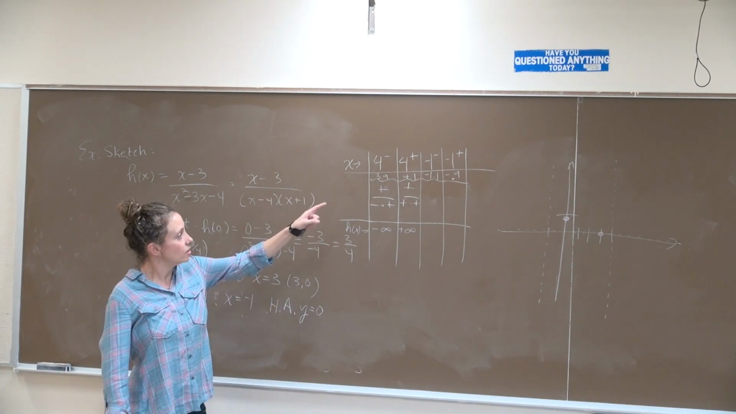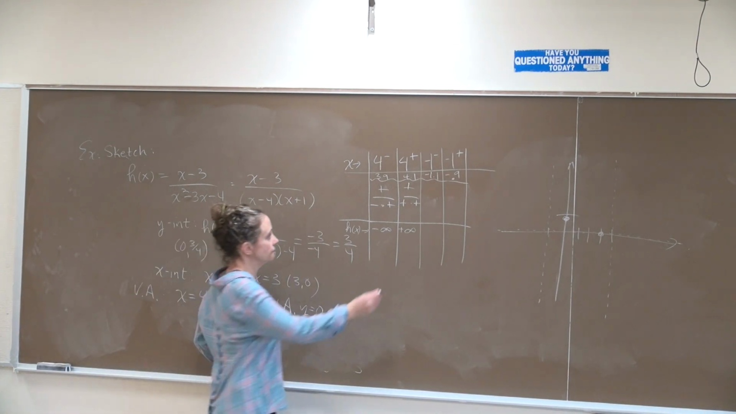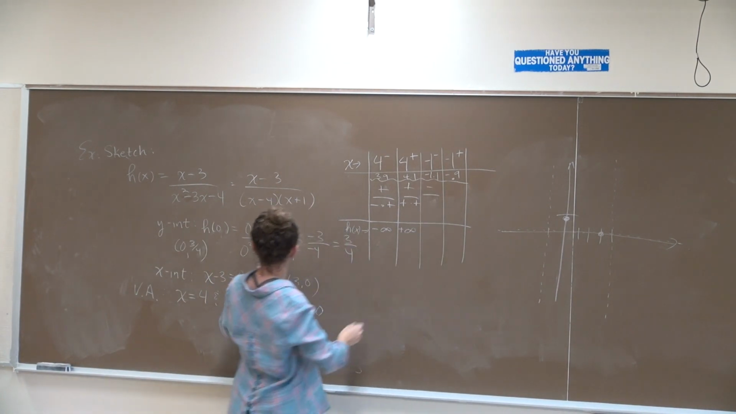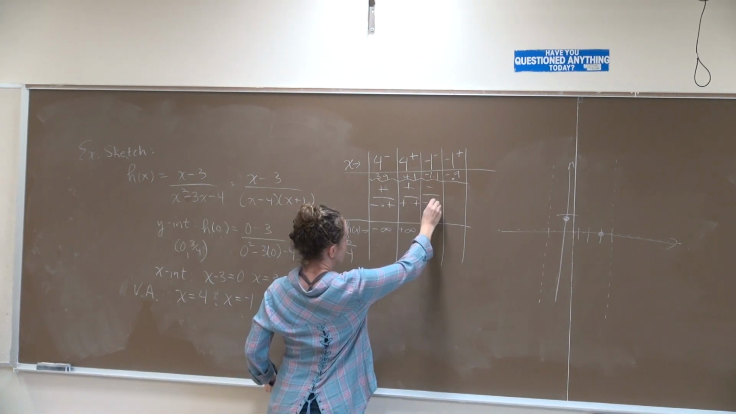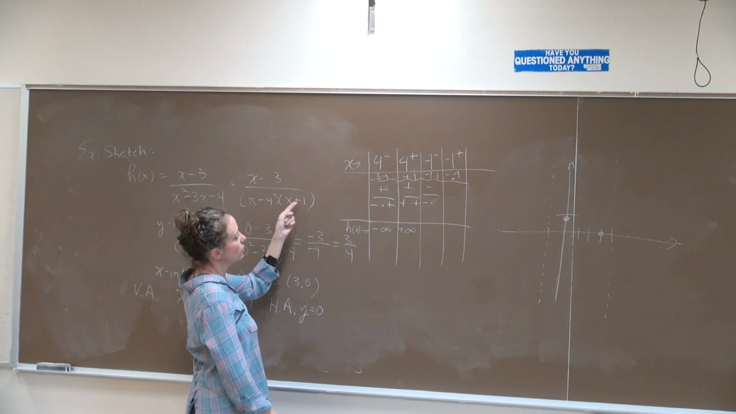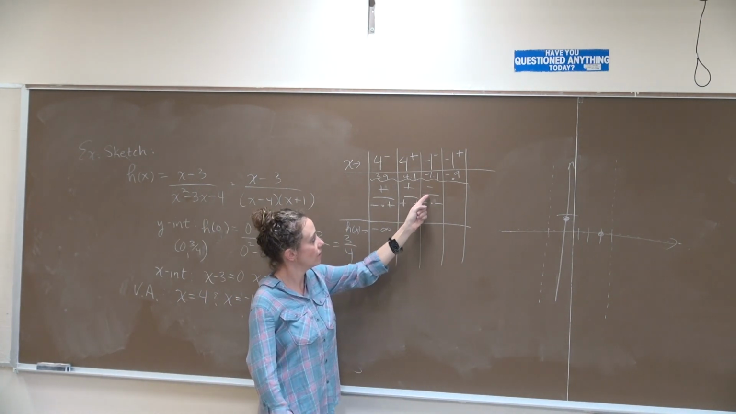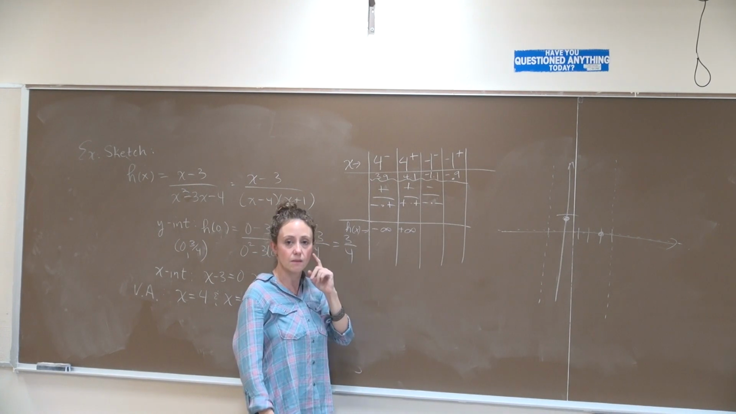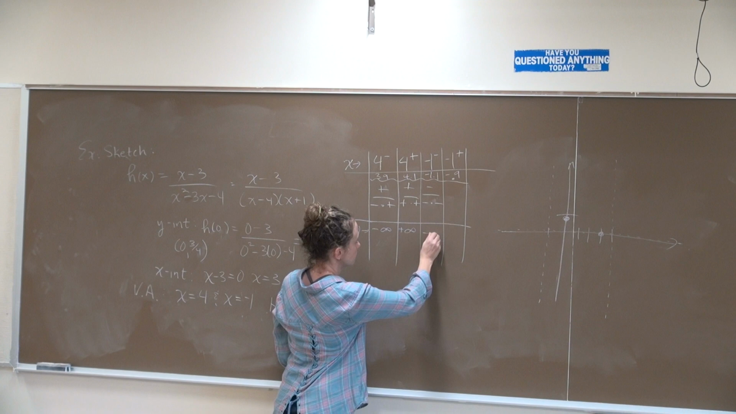Let's use negative 1.1 now. Negative 1.1 minus 3 is a negative. Negative 1.1 minus 4 is a negative. Negative 1.1 plus 1 is also a negative. So here we have a negative divided by a negative times a negative. That's the same thing as saying a negative divided by a positive, which is a negative.